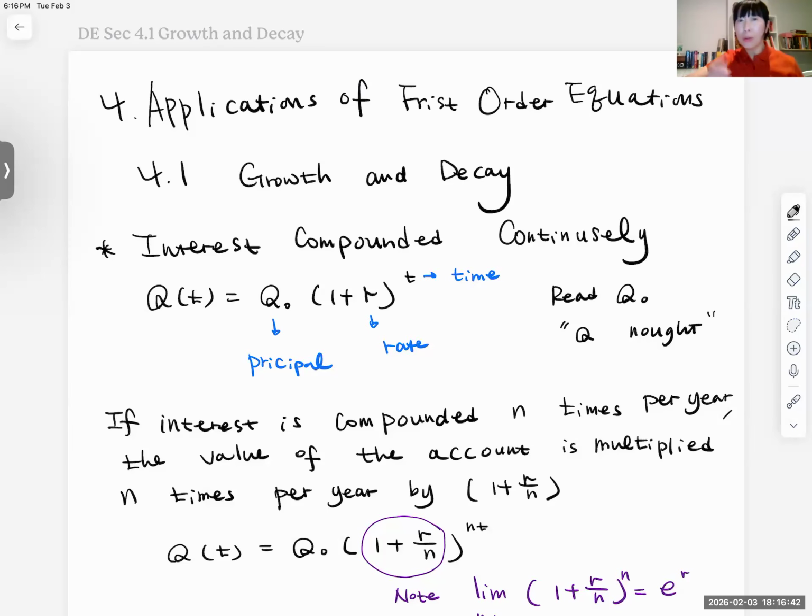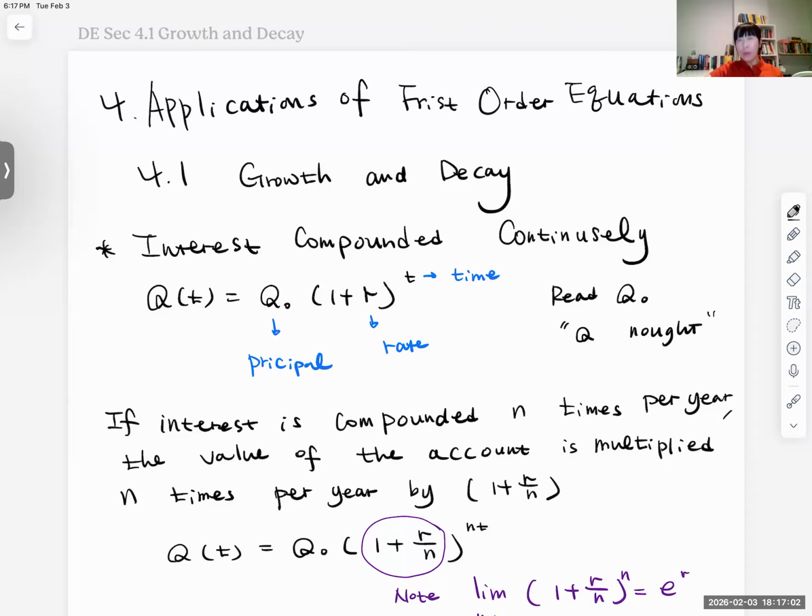Everyone. Today we are going to talk about 4.1. So chapter 4 is about application of first order equations. And 4.1 is growth and decay. So decay is the opposite of growth, right?